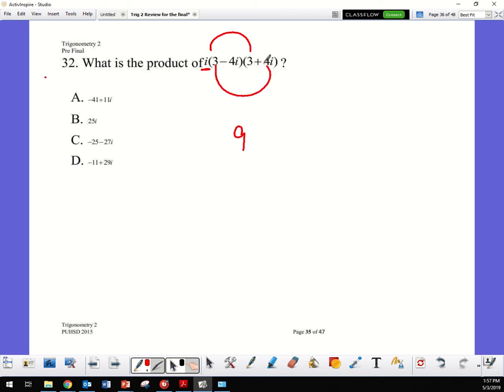3 times positive 4i is 12i, plus 12i, minus 12i, minus 12i. 16i squared. Minus or plus? Minus. Minus 16i squared, and all this is still with an i out front.